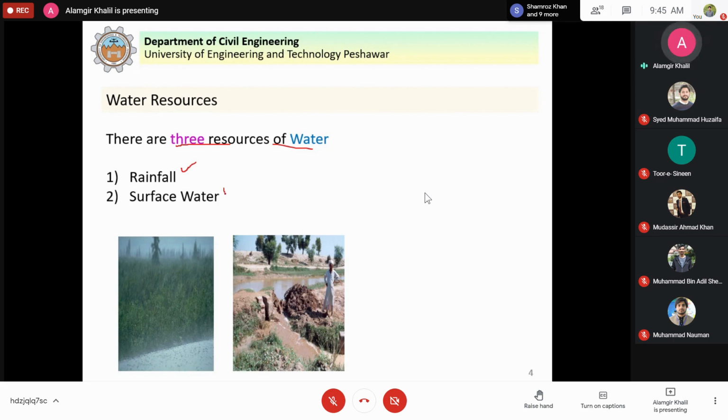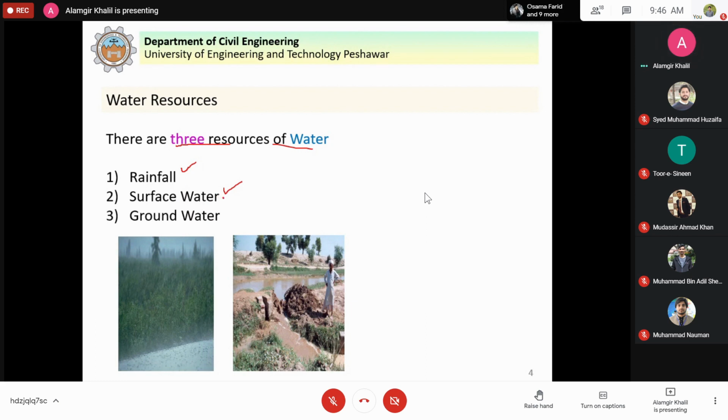The second one is the surface water, which appears in the form of lakes and rivers. And the same surface water can result because of the rainfall or melting of the glaciers. For example, we have in the northern areas of Pakistan. Even if in an area there is no rainfall but the river flows, this water will be available in the form of surface water from the rivers.